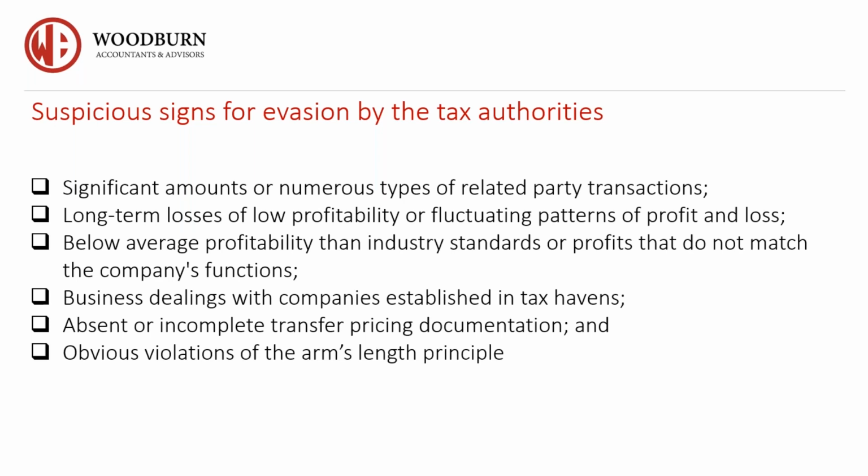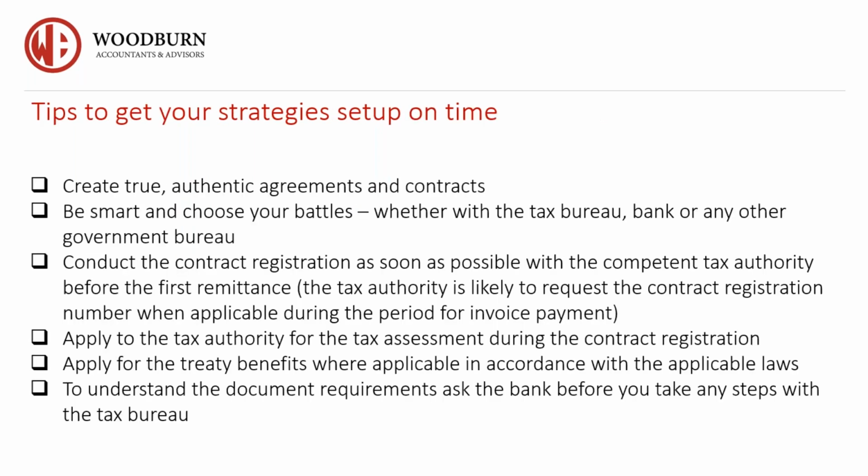So what are the tips to get your strategy set up on time? The first tip is create true, authentic agreements. Don't fake anything. The second is be smart and choose your battles, whether it's with the tax bureau, the bank, or any other government bureau. In these situations, it would probably be the State Administration of Foreign Exchange. Don't fight everything. Conduct the contract registrations as soon as possible with the various authorities that you need to before the first remittances have to take place, okay?